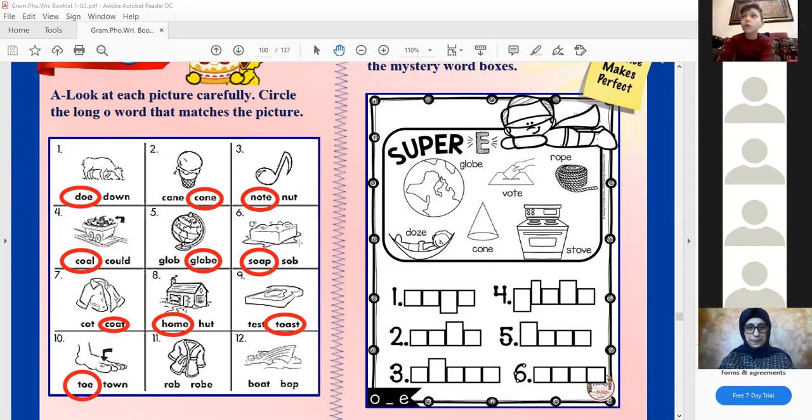Yalla, number 11. Robe. The first one is rob. And the second one is robe. Which one has the long O sound? Robe. Yalla, number 12. Boat. Bob. Bravo. Which one has the boat? Boat. Yes. Thank you, Asil. You did a great job, miss.